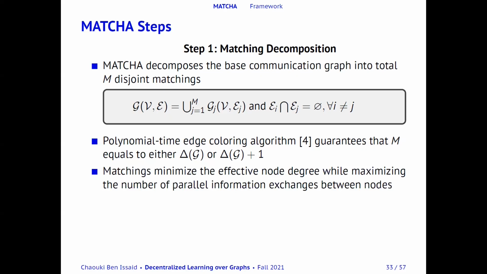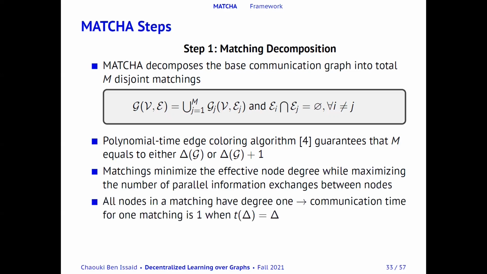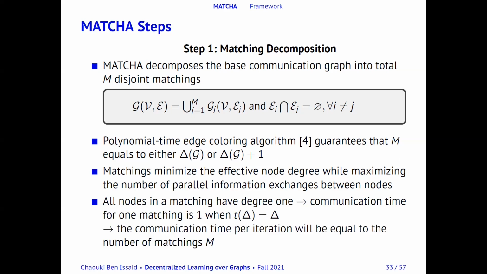Matchings minimize the effective node degree while maximizing the number of parallel information exchanges between nodes. In fact, since all the nodes in a matching have degree 1, the internode links are disjoint, and these links can operate in parallel. Thus, when T of delta equals delta, the communication time for one matching is exactly equal to 1. Therefore, the communication time per iteration will be equal to the number of matchings M.